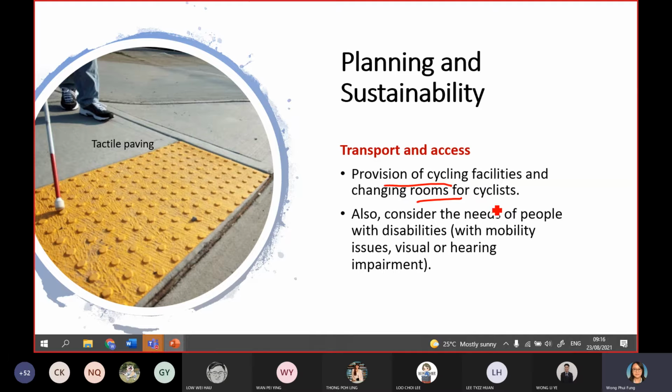But if people cycle or take a motorcycle to work, then they need a proper space. They need a proper area to shower and to change their clothes. Because sometimes it is raining, or sometimes it is very hot and they will sweat. So they need a proper changing room in the shopping mall or maybe in the office area to change or shower themselves. That is something the developer can also do during the planning stage.